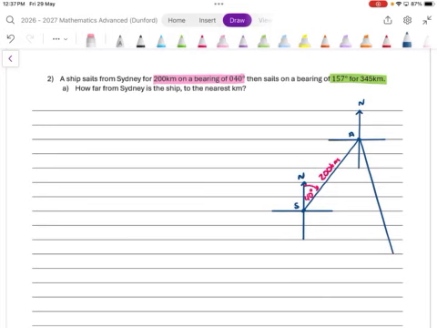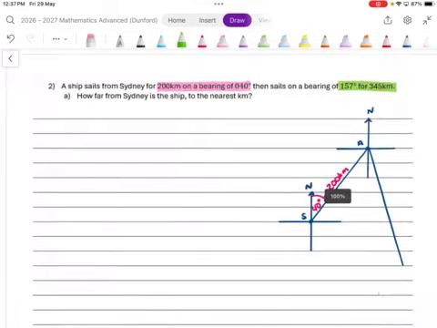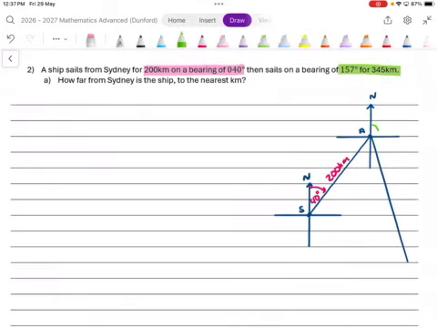Maybe to there. All right, so we have our, we'll zoom in, 157 degrees and our 345 kilometres. And then what we're going to do is that is going to be point B. And we're then going to connect our triangle back up. Because our question for part A is asking us to find how far from Sydney is the ship to the nearest kilometre. So we are finding our distance x. All right, copy all of that down.